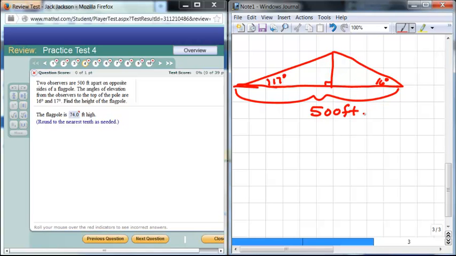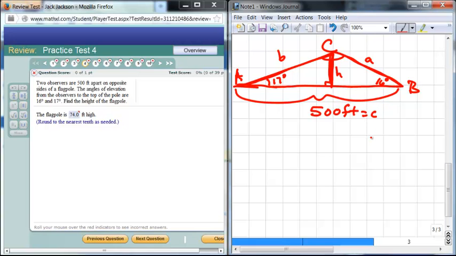So we can use a little law of sines or law of cosines to solve for, say, one of these sides here, and then we use right triangle trigonometry to solve for the height here. So we'll call that h. Maybe we'll call these A and B. The big angle up here is C. So that makes this little b, little a, and c.